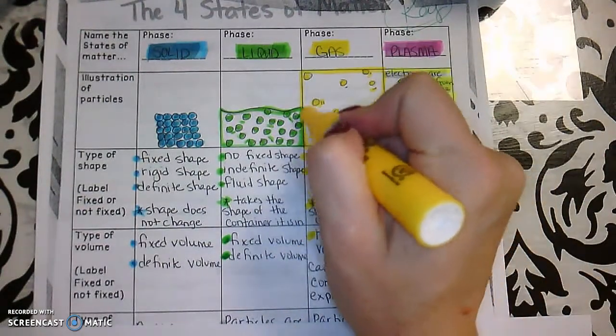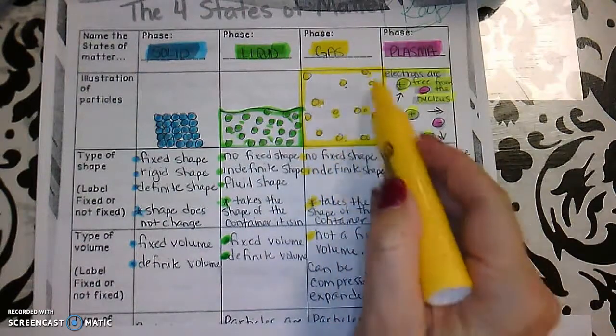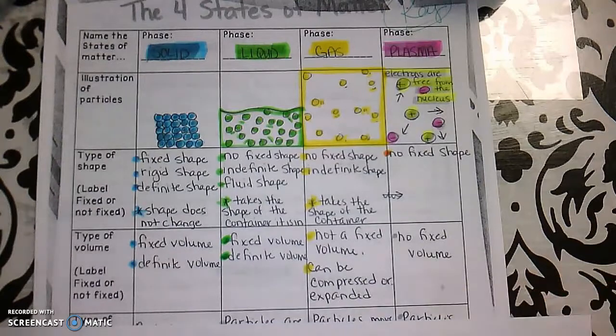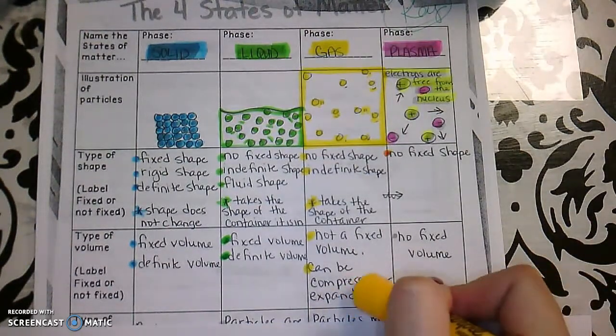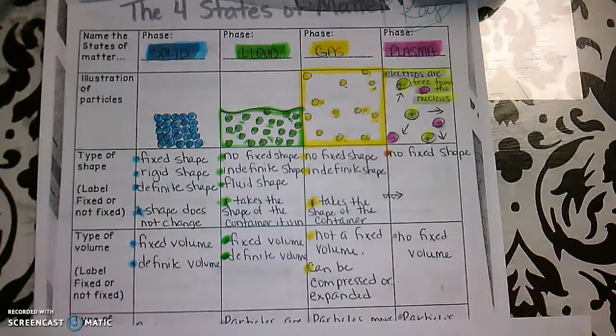And then gas, it does not have a fixed volume. That's because it expands. See how it went all the way up to fill that box? Like filling up a tire or filling up a basketball. It can be compressed or expanded. That's why, like on a hot summer day, your basketball bounces really, really good, but on a cold winter day, it feels like it's flat. And then plasma has no fixed volume.